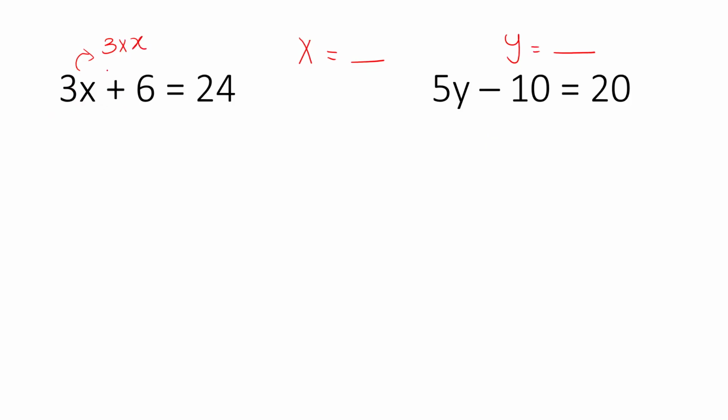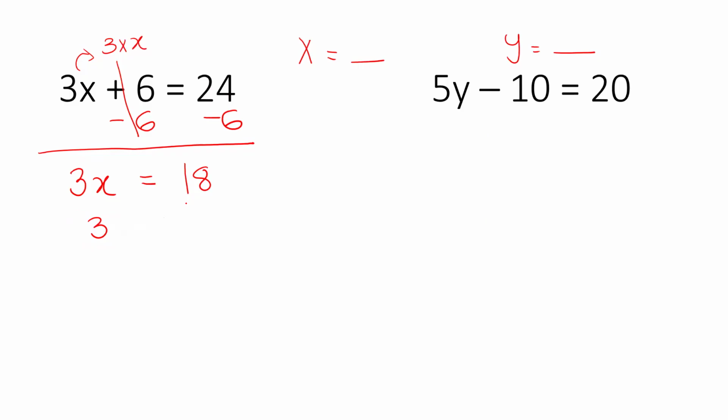In order to do that, we'll use the inverse operation of plus, which is minus. So we'll do minus 6 on both sides. Whatever you do on the left side, you have to do the same on the right side. So now what are we left with here? We are left with 3x. If we add them, plus 6 and minus 6 cancel out, equals 24 minus 6, which would be 18.